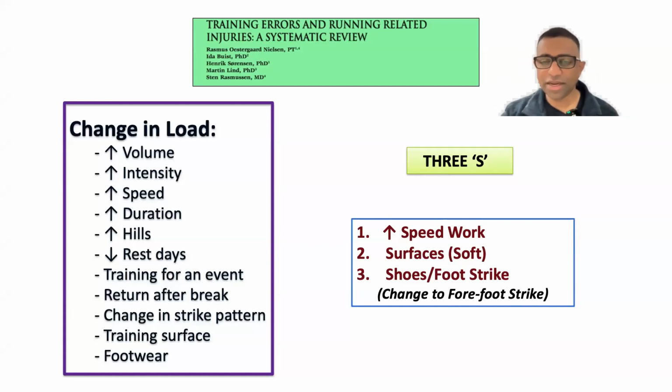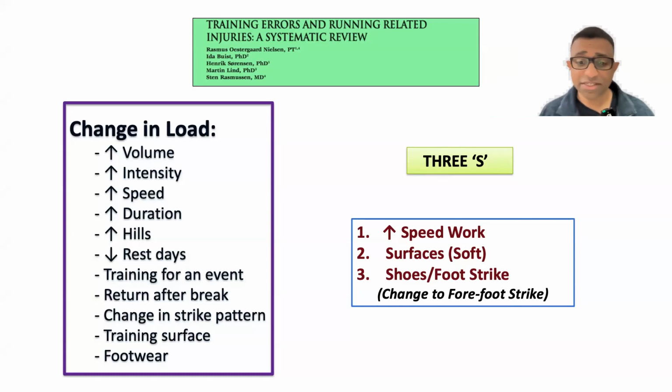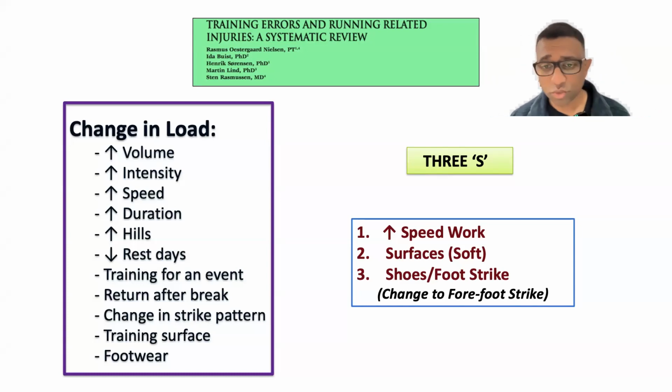Speed. So have they had an increase in speed? Have they had a sudden change in the surface? And also with shoes as well, if they're going into more minimalistic shoes. So again, it's just building up the picture. What are the risk factors? So age, the BMI, metabolic factors. We're looking at training errors specifically.